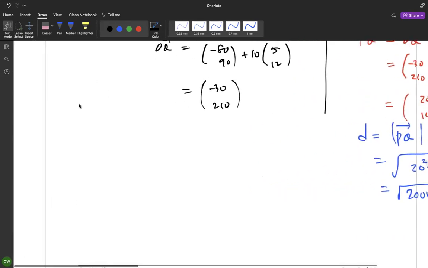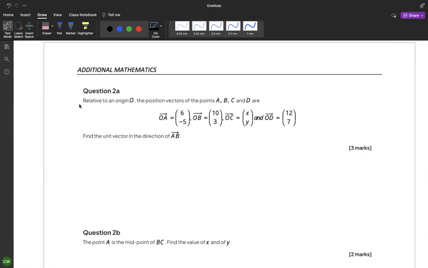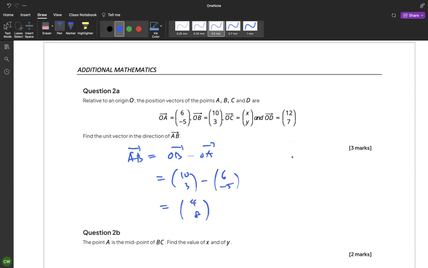Okay, can you get the answer or not? Let me see your answer. 4√5, okay. Yeah, 4√5. Okay, the AB you need to find first. To get the AB, you need to take OB minus OA. 10, 3 minus 6 and minus 5. So it's 4 and 8. Is it correct? Yeah. Unit vector, find the magnitude of the vector.